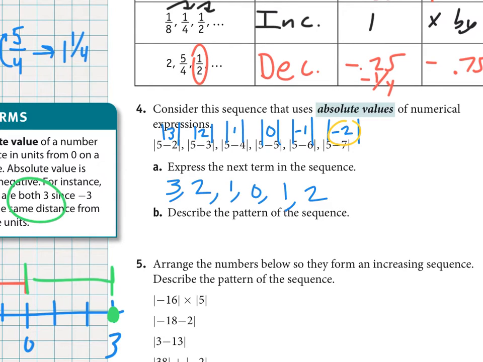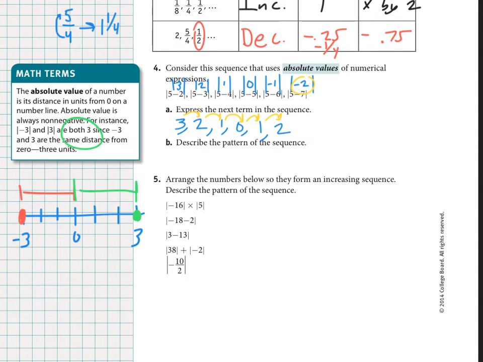So what's going on with this sequence, right? Let's describe the pattern. Well, it seems to at first decrease, right? 3 down to 2, down to 1, down to 0. But then it starts to increase. Okay, so this would be a neither, right? This is not an increasing sequence or a decreasing sequence. It's kind of doing both. So this is a neither one.